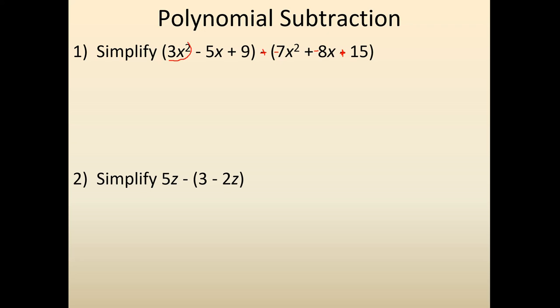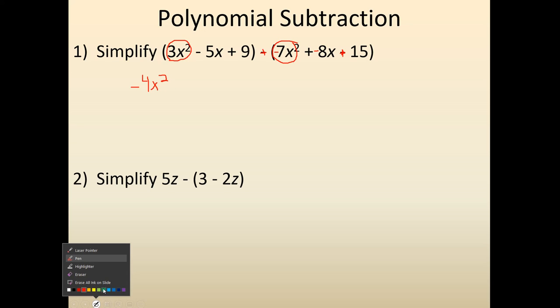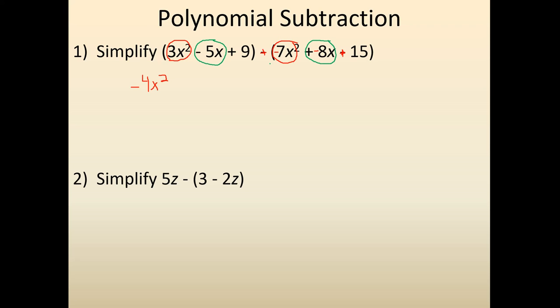So now I go through combining like terms. So I have a plus 3x squared and a minus 7x squared. So again, we're going to combine those coefficients. 3 plus negative 7 gives me negative 4x squared. All right. Now I go to the next term. So minus 5x plus minus 8x. So again, combining the coefficients, minus 5 plus minus 8 gives me minus 13x.